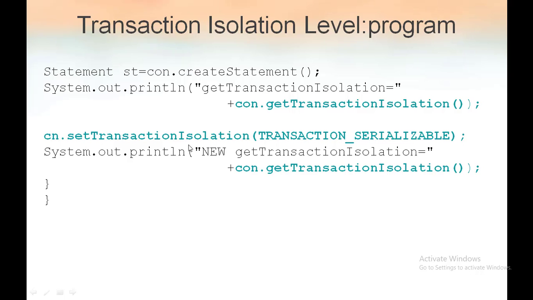cn dot setTransactionIsolation. This method is used to set the transaction isolation. Here we want to set TRANSACTION_SERIALIZABLE. In the last line, we are printing cn dot getTransactionIsolation.